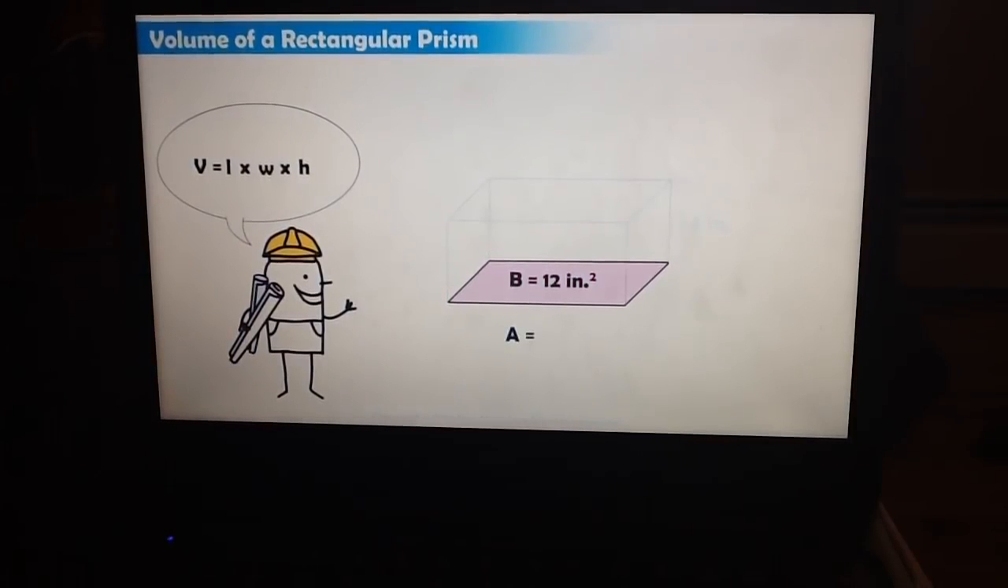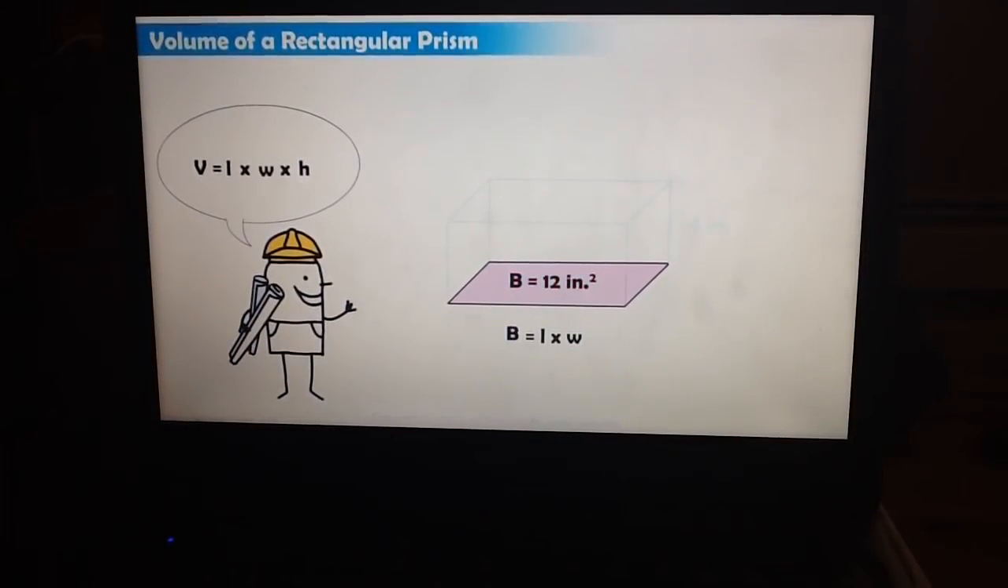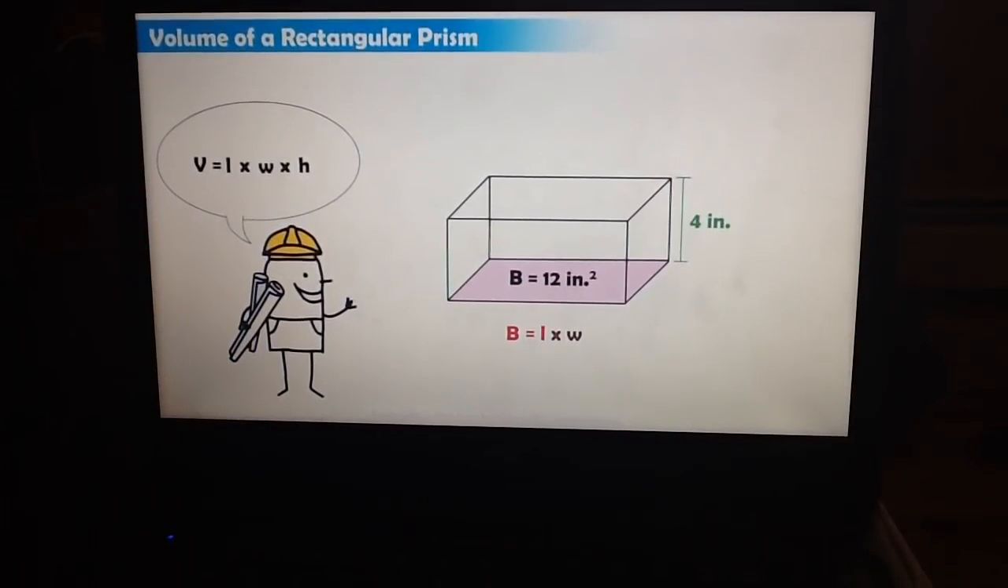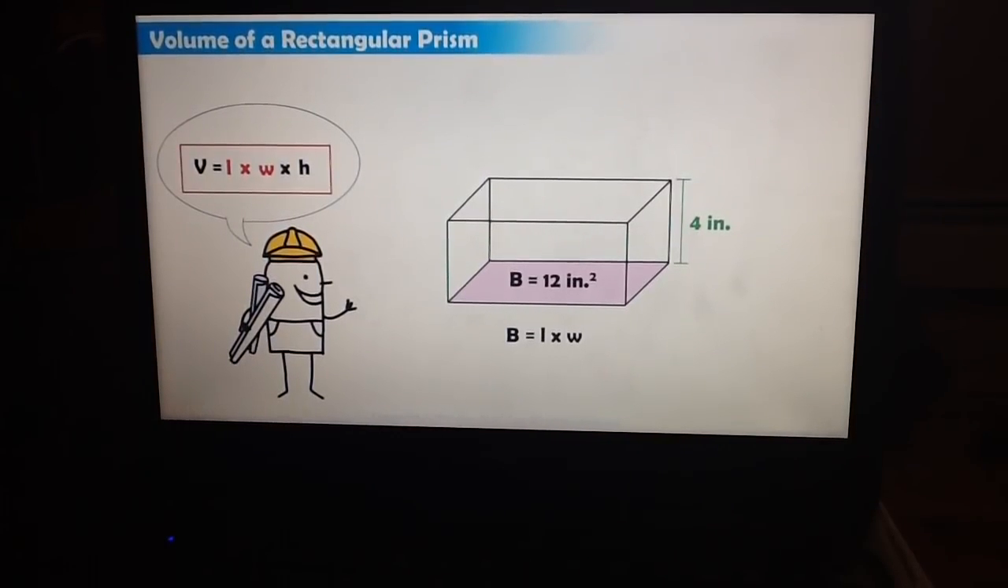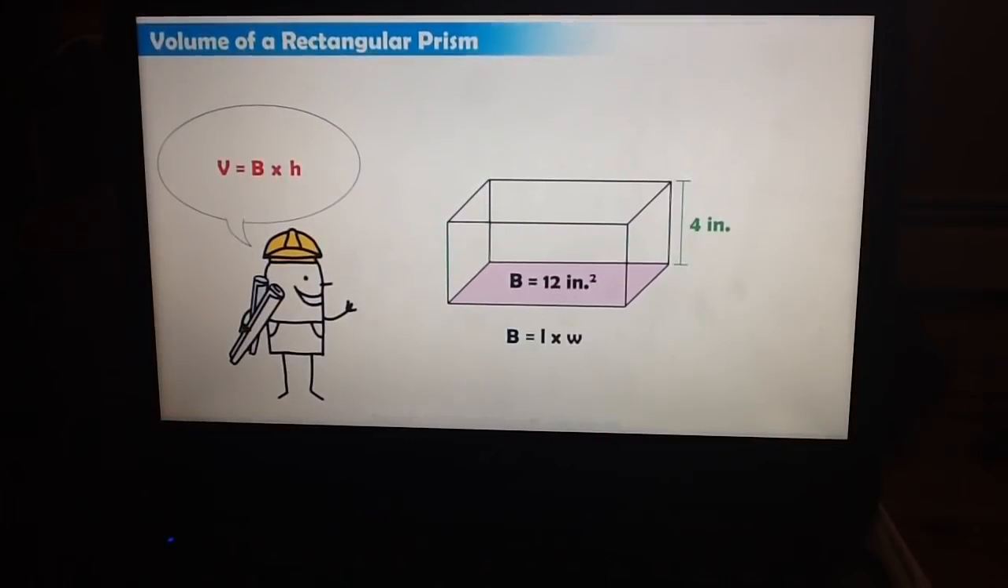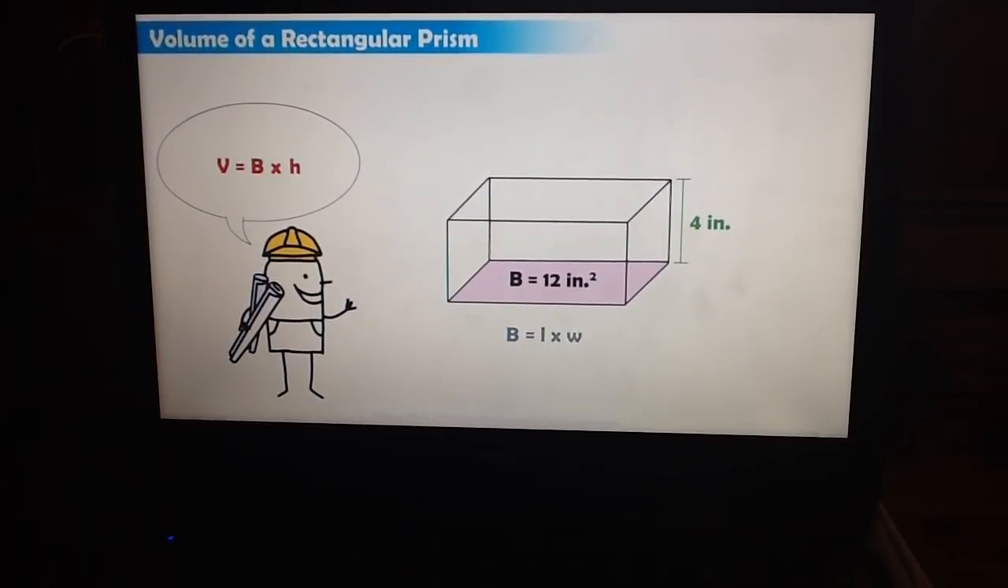Remember, the area of a rectangle is calculated by multiplying the length by the width. So, the base B of this figure is equal to the product of the length and width, which we write as B equals L times W. This means we can remove the L times W part in the formula V equals L times W times H and replace it with B. This gives us V equals B times H. This formula is useful when we want to find the volume of a rectangular prism whose base area is known.